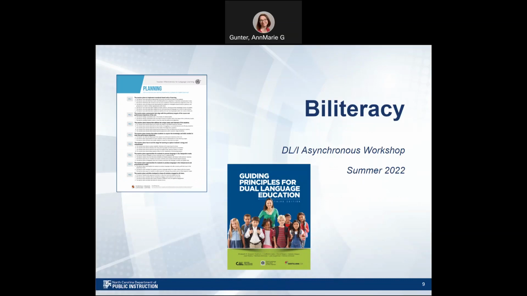Once you've answered the introduction questions, we'll move on here to our first section focused on biliteracy. Remember, for biliteracy, we're going to look at two items. The first is the TEL planning domain that you see pictured there on the far left of the slide. And then the Guiding Principles for Dual Language Education. It's in its third edition, but it's a resource that's available for free to support DLI programs.